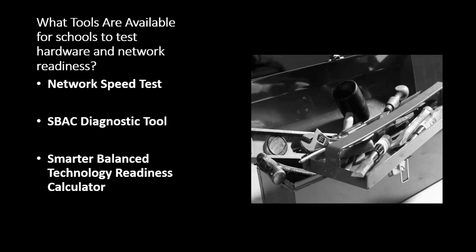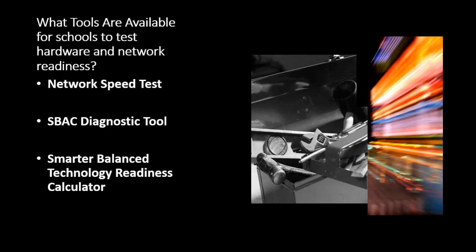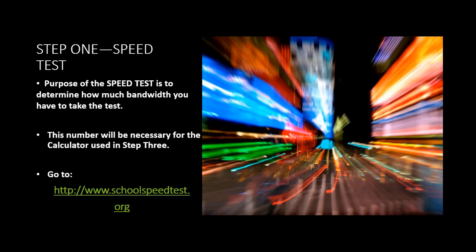Next, Step 1, the speed test. There are a number of speed tests available to use. The one that's linked here is the one recommended by the Office of Public Instruction and SBAC itself. The purpose of the speed test is to find out exactly what the bandwidth is of your internet connection. Your internet service provider may tell you that you have 10 megs or 50 megs or 100 megs. But when you do the speed test, it will determine how fast that link is, and the bandwidth you really have.